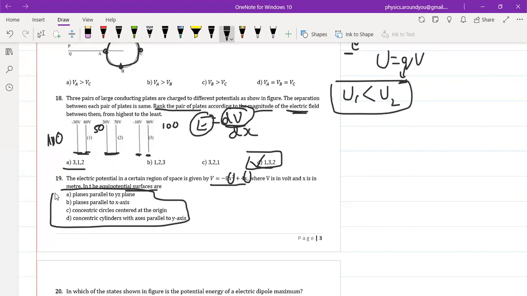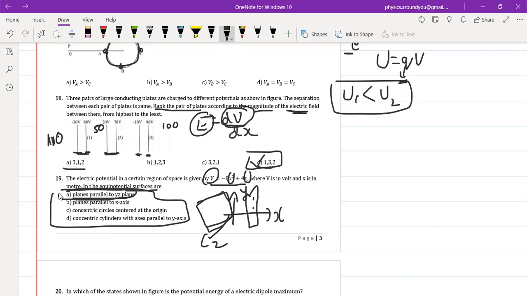The x coordinate would remain the same only in the first condition, where it is in the YZ plane. If the surface is oriented in the YZ plane, the x coordinate of all points on a YZ plane will be the same. So if the x coordinate is the same, the potential of all those points lying on the surface will be the same. Therefore, the right answer would be planes parallel to the YZ plane.